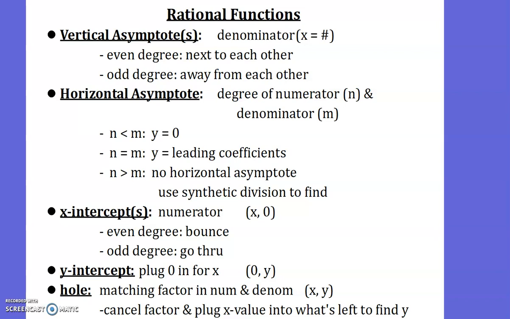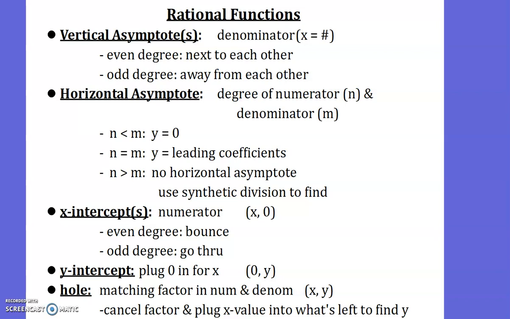So the vertical asymptotes, and we'll see this as we get into examples, this comes from the denominator. Because the denominator cannot equal 0, that's where we get these vertical asymptotes where the graph will not cross. So we just look at where the denominator equals 0, and that's where we put the vertical asymptotes.